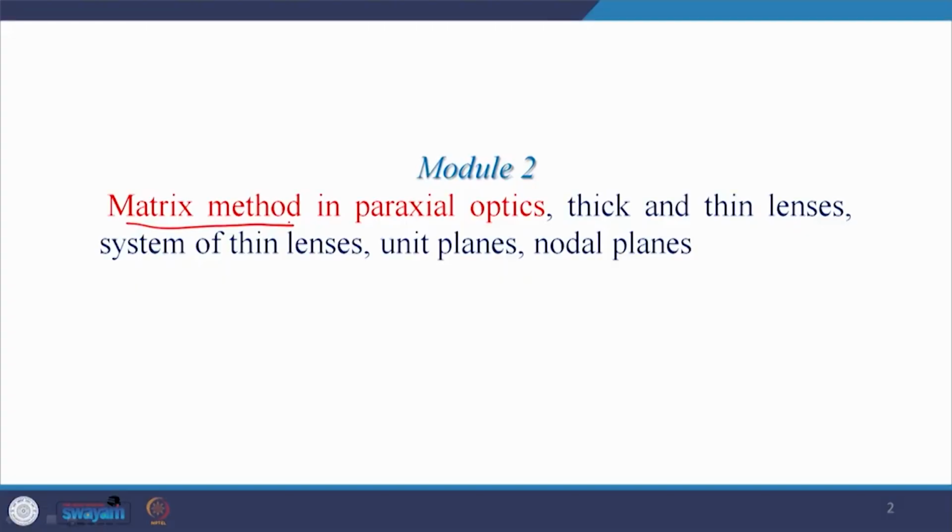Hello everyone, welcome again to my class. Today we will learn about a very important concept, which is matrix method. Now we will start with matrix method.